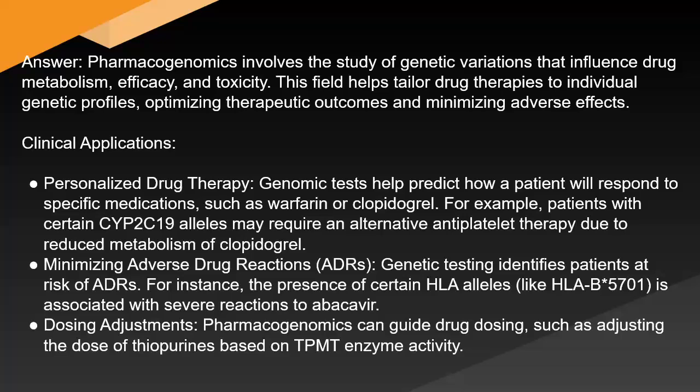Minimizing adverse drug reactions. Genetic testing identifies patients at risk of adverse reactions. For instance, the presence of certain HLA alleles like HLA-B*5701 is associated with severe reactions to abacavir. Dosing adjustments. Pharmacogenomics can guide drug dosing, such as adjusting the dose of thiopurines based on TPMT enzyme activity.